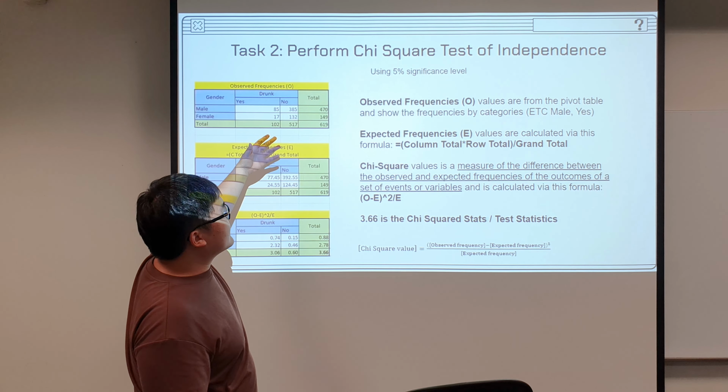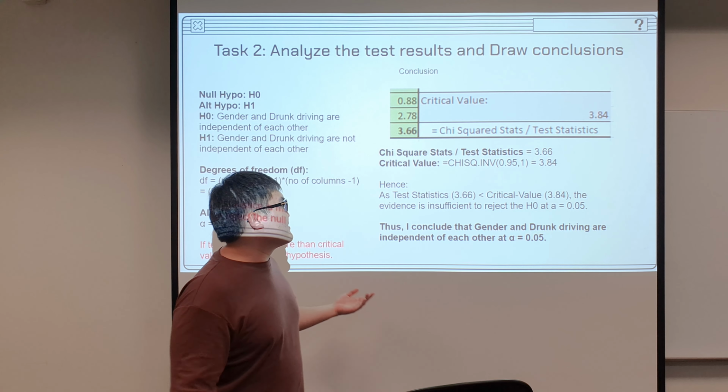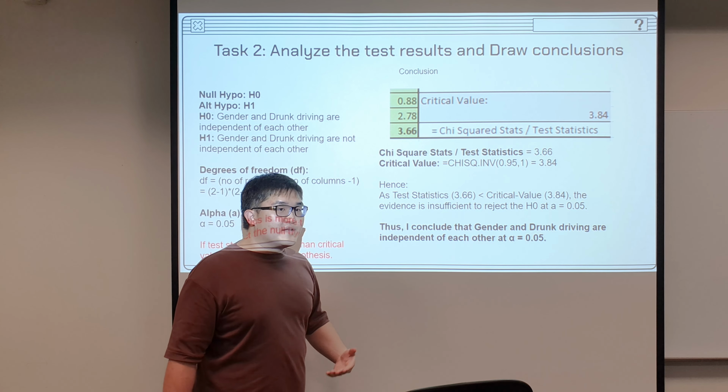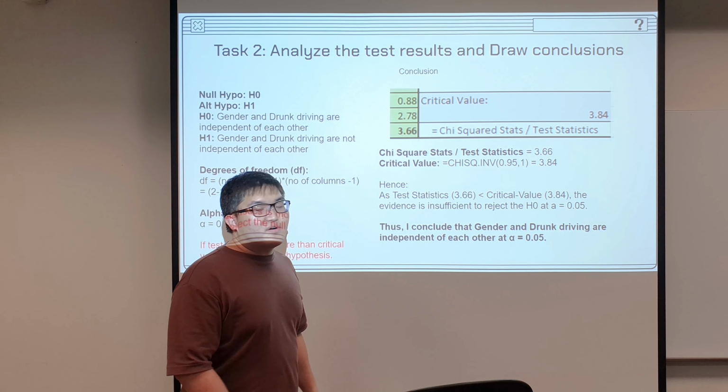Over here, we have the test statistic, which is 3.66, and the critical value, which is chi-square inverse 0.95 with 1 degree of freedom, which is 3.84. Hence, again, the test statistic is less than the critical value. The evidence is insufficient to reject the null hypothesis at alpha equals 0.05. Thus, I conclude that gender and drunk driving are independent of each other at alpha equals 0.05.